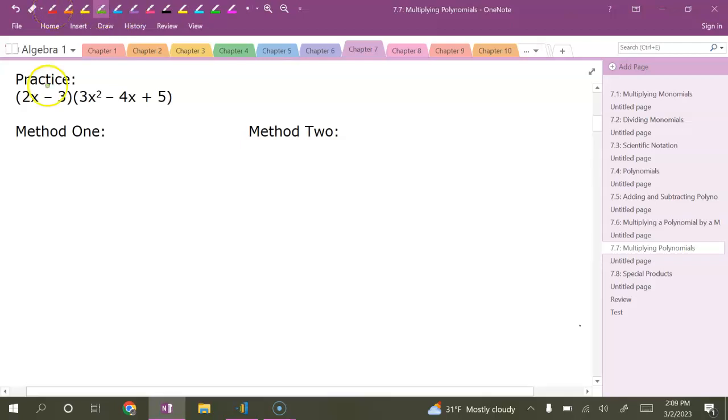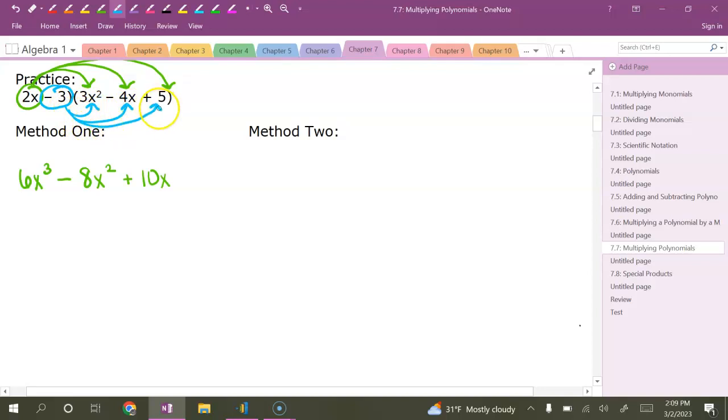So for the first one, I'm going to double distribute. So I started by taking my 2x times everything. So that comes out to be 6x to the third. Then 2x times the negative 4x is negative 8x squared. And 2x times 5 is 10x. Then I needed to distribute another time. This time, though, you are taking negative 3 times everything in that second set. And so that came out to be negative 9x squared plus 12x minus 15.